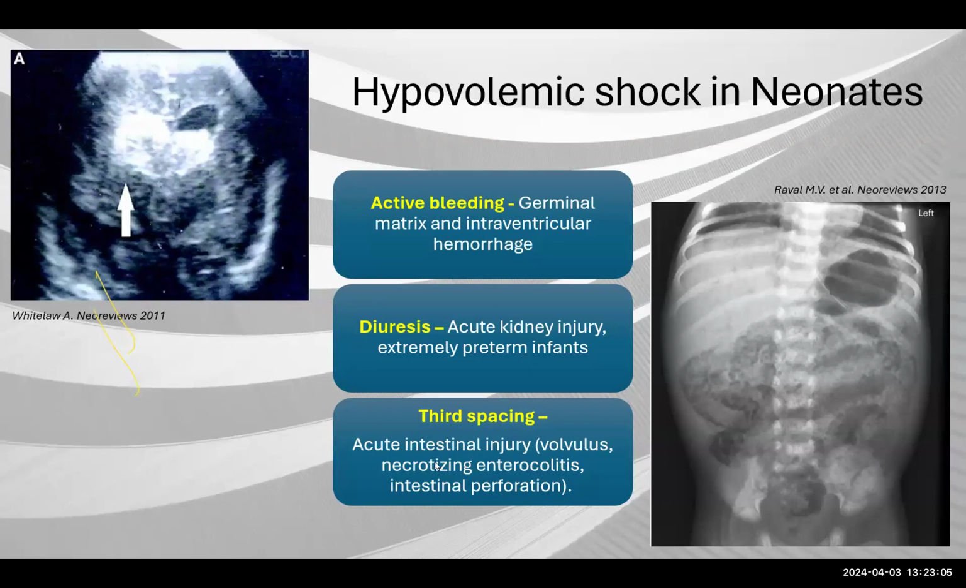Acute intestinal injury, like in scenario 1, the baby may have a frank necrotizing enterocolitis, or even sepsis due to whatever reasons. There will be ileus, and there will be tons of third spacing in the intestinal tract. As a result, there will be decreased intravascular volume. This is what we call third spacing. So these are the phenomena of hypovolemic shock. I try to stay away from talking about intracranial or subgaleal hemorrhage, but these are some of the scenarios that we commonly encounter in those preterm infants.